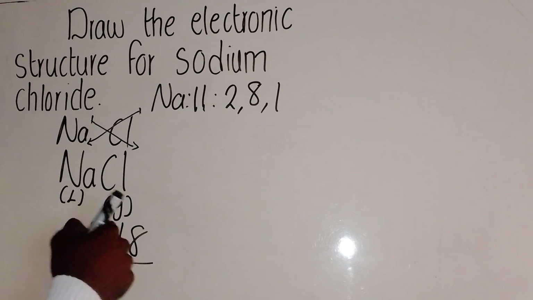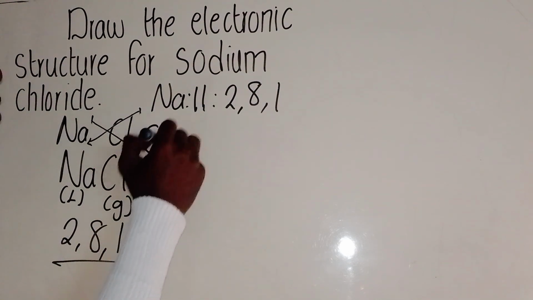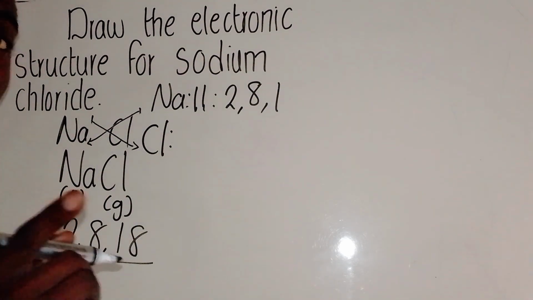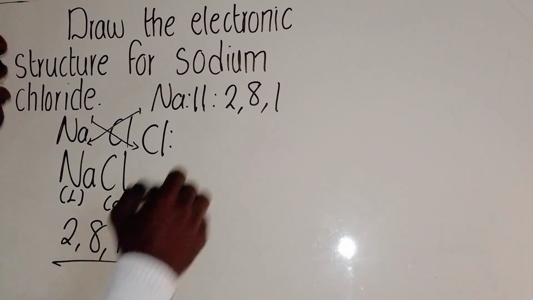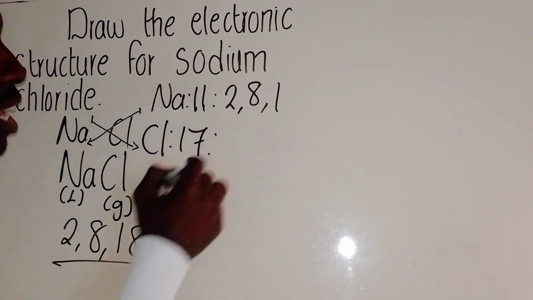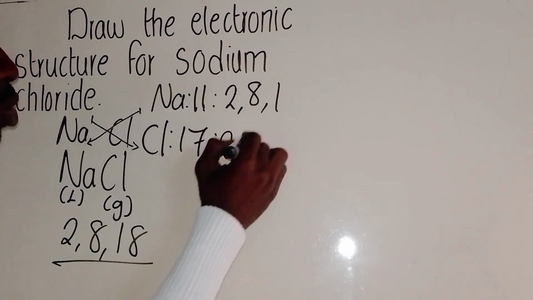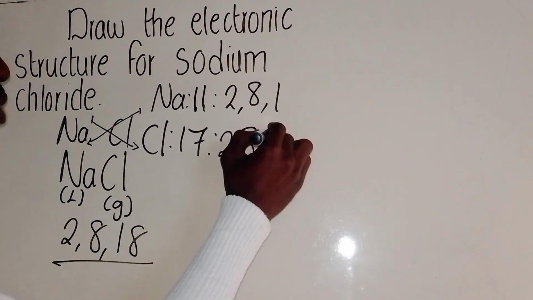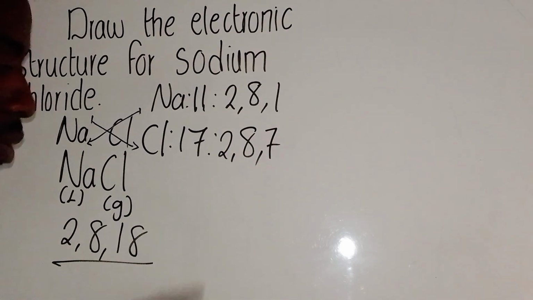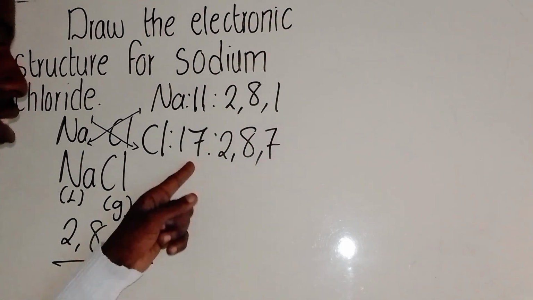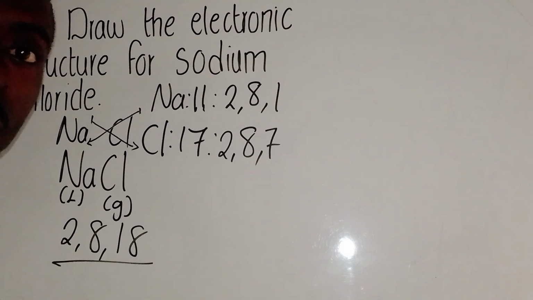Now we go to chlorine. If you check your periodic table, what is its atomic number? It is 17. Now we need to break this 17. Again we do the same. We write 2, we put 8, and then we put 7, so that when we add 2 plus 8 plus 7, it gives me 17. I hope you are following.